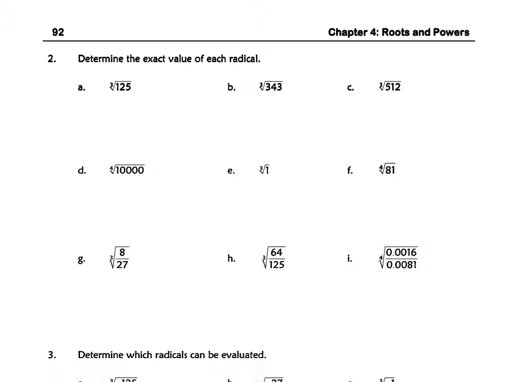All right, so now in this question, most of these ones here are perfect cubes that you should know. So let's try to do this without a calculator. The cube root of 125 would be 5. The cube root of 343 would be 7, I think. 7 times 7 is 49, and 49 times 7 is 343. Yes, so 7 times 7 times 7 would be 343.